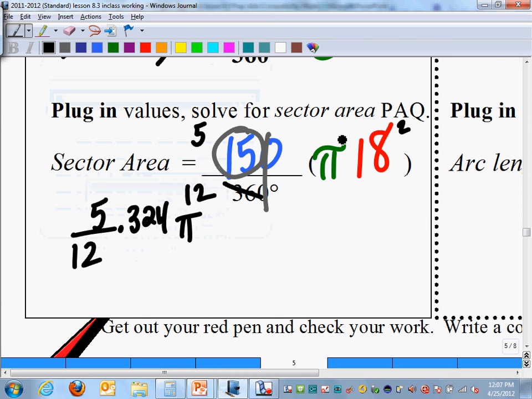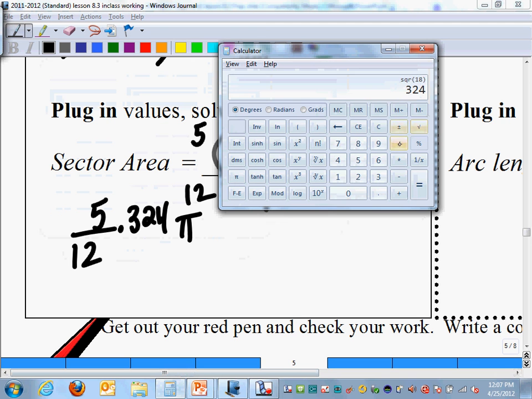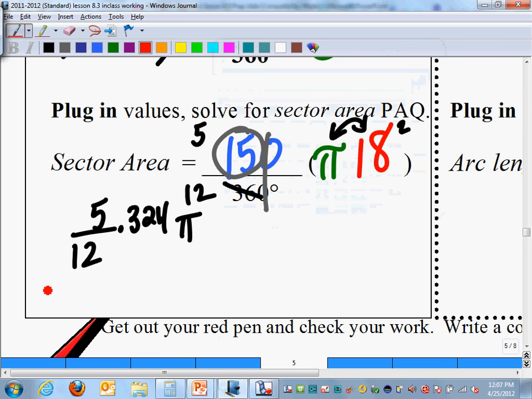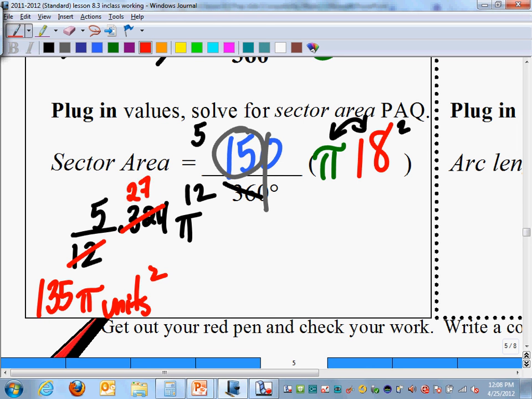I just switched these so I don't confuse the pi. Now I'm going to do 324 divided by 12. I get 27 times 5, which is 135. So my answer here is actually 135 pi units squared. That's called pi form. You calculate it ignoring pi, and you just tack it back on. You divide: 12 goes in here 27 times, and 5 times 27 is 135.